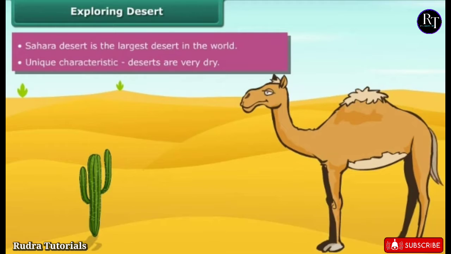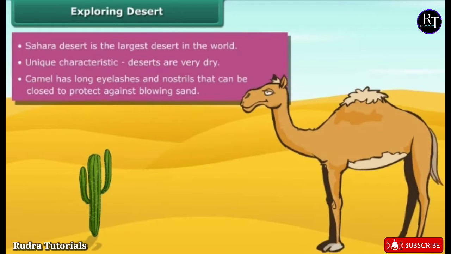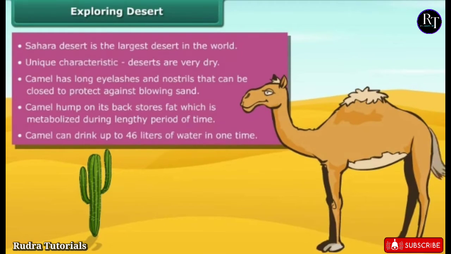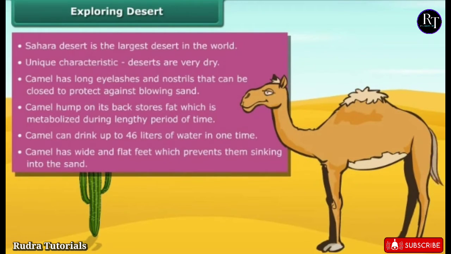Camel has many adaptations that are specifically suited to desert habitat. Camel has long eyelashes and nostrils that close to protect against blowing sand. A large hump on its back stores fat, which is metabolized during lengthy periods without food. They can drink up to 46 liters of water at one time and can live without water for a week. Wide and flat feet prevent the camel from sinking into the sand.